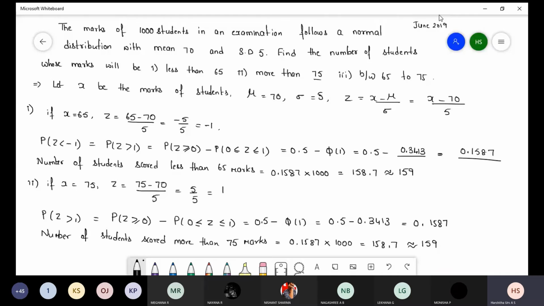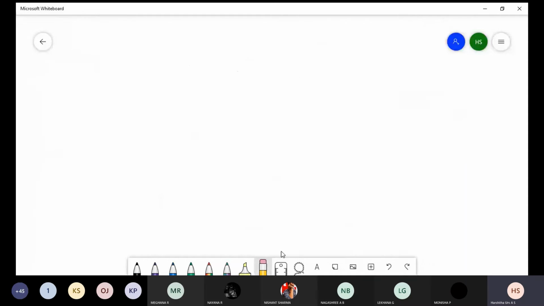Yes, last one here, between 65 to 75. So between 65 to 75 means, see, mark this value: for 65 we got minus 1, and for 75 we have got 1. So according to that we can write the third one.